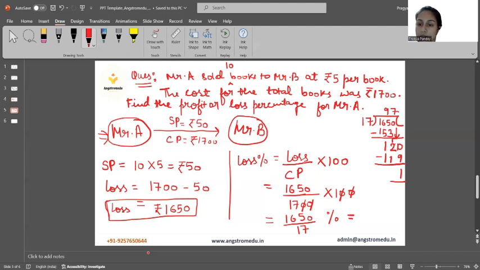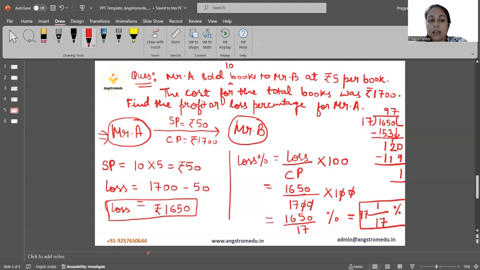So we can write this in mixed fraction. The mixed fraction for this will be: 17 will remain as the denominator, 1 will become the numerator, and 97 will become the whole number. So this will be our final answer: 97 whole 1 by 17 percent, or 1650 upon 17 percent, is the final answer. All right, so this is how we solve the questions based upon profit and loss.